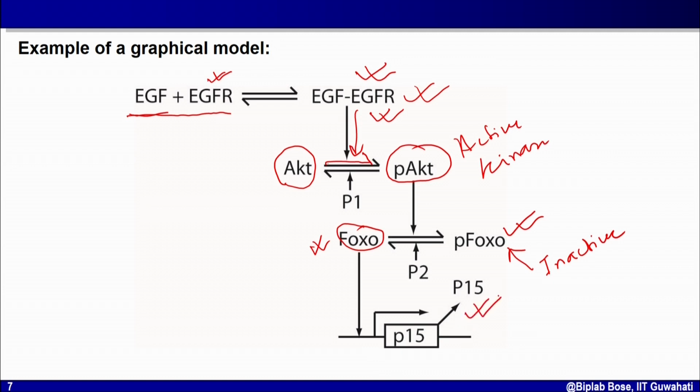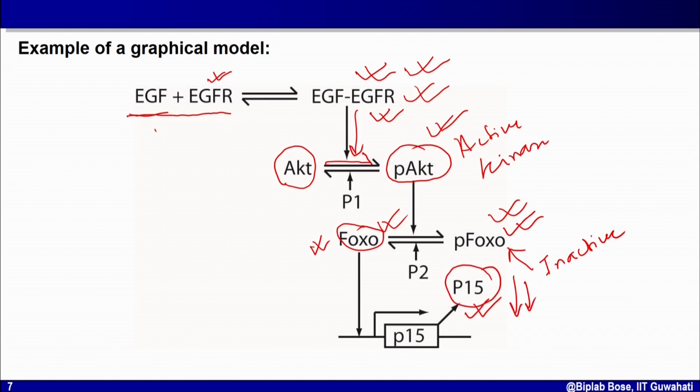So what is happening here? EGF is forming the EGF-EGFR complex that is triggering phosphorylation of AKT to PAKT. Once PAKT is formed, it is an active form, so that is an active enzyme that phosphorylates FOXO to P-FOXO. Now P-FOXO is not active, so transcription of P15 will decrease.